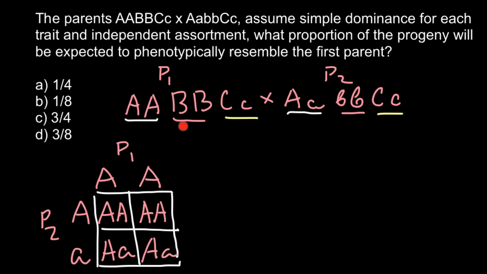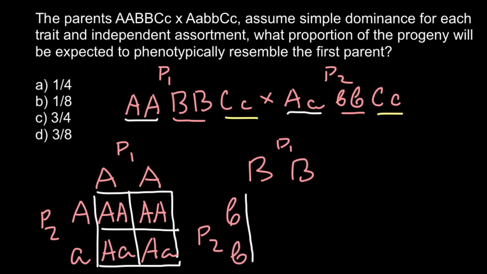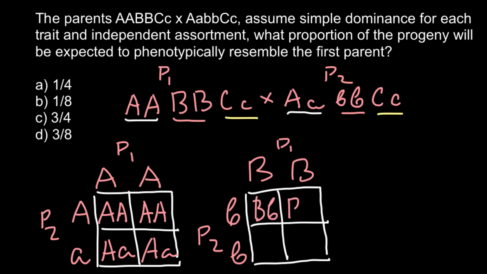So let's now compare what we are going to get if we cross gene B of parent 1 and parent 2. Parent 1 is homozygous dominant and parent 2 is homozygous recessive. So let's see what we are going to get here. As you see, 100% of the progeny would be heterozygous for this trait.